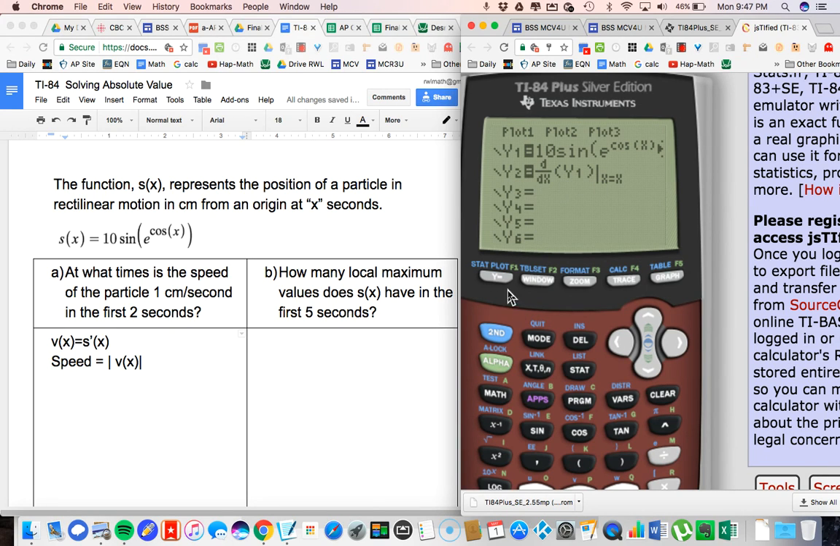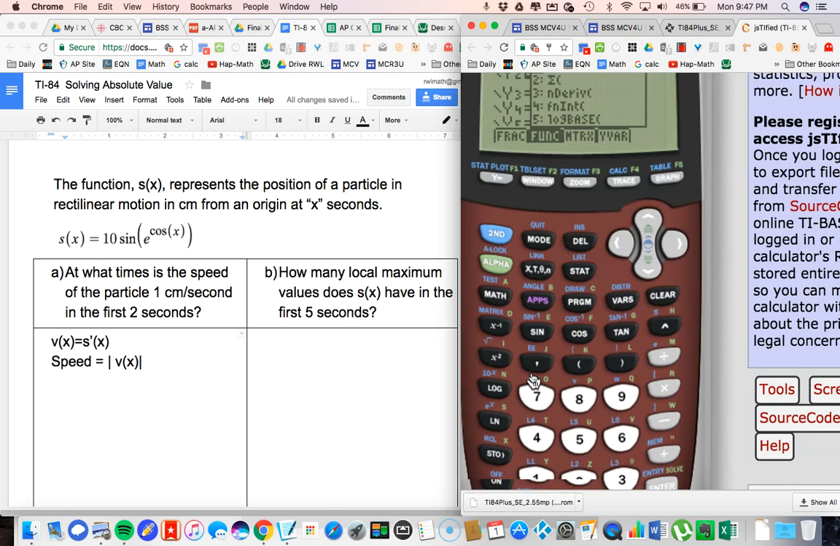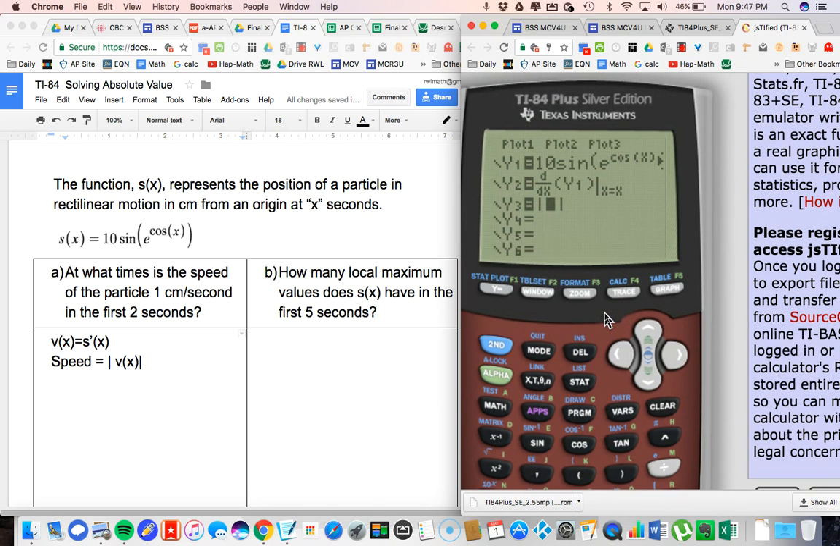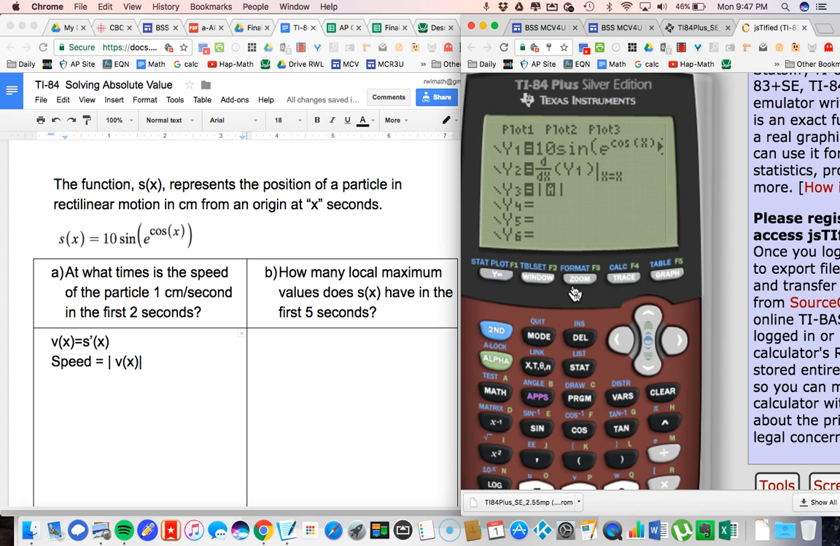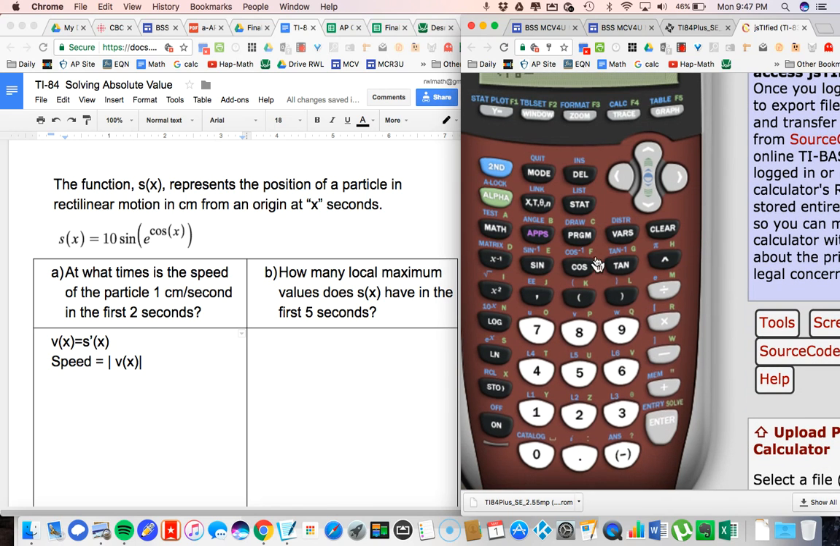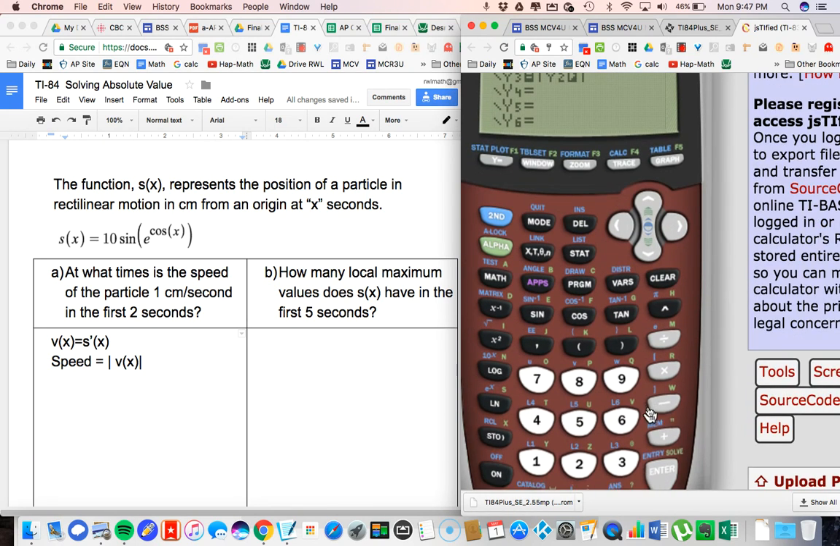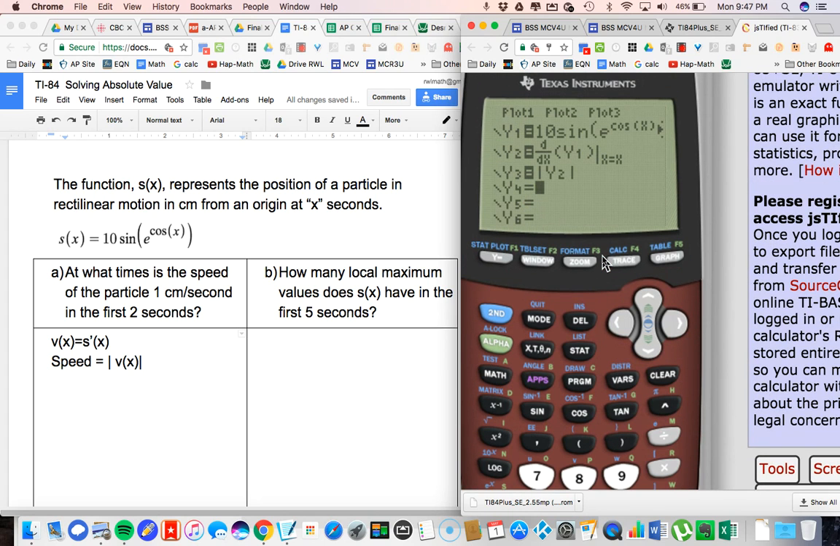Alpha, and then hit the first button, and there's fractions. The next one over is functions. I actually have to hit that button to go over, and look at there it is, absolute value. So I just hit absolute value. And now I have to take the absolute value of the y2 function, or the y2 equation. And how I do that, again, is alpha, and then I believe it's the fourth one, y variables, and now I go down to y2 and hit enter. Okay, so now I've got that stored.